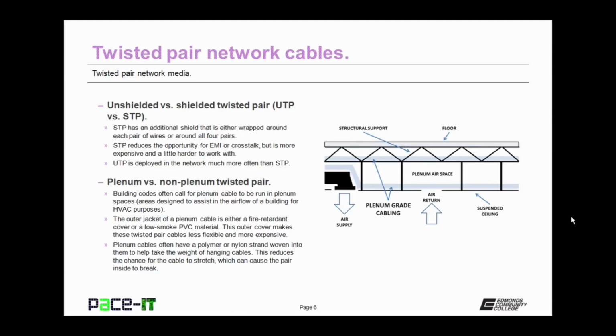Quite often, plenum cables have a polymer or nylon strand woven into them. This helps to take some of the hanging weight of cables. This reduces the chance for cables to stretch, which can cause the pairs of wires inside to break.